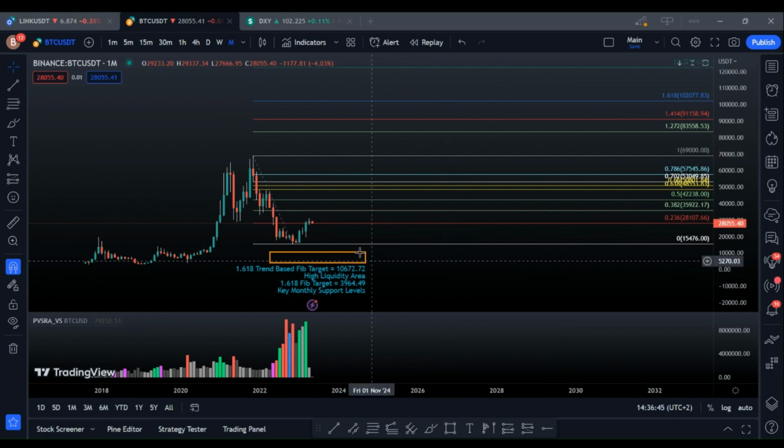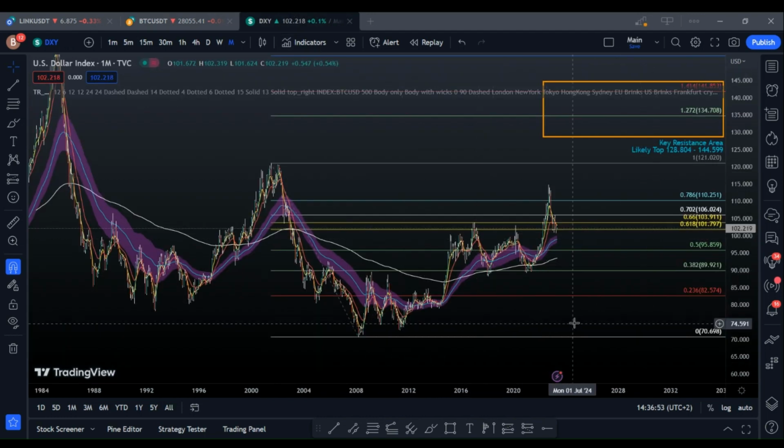We'll also do some technical analysis on Bitcoin right here and basically updates on where Bitcoin might go in the next bull run. And also we will do some technical analysis on the US dollar dominance index in order to see if we are truly in a bull run or not. So without further ado, let's look at the charts.